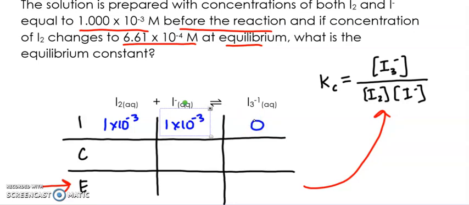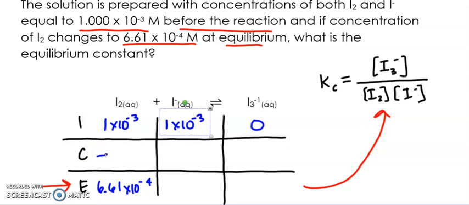The concentration of I2 changes to 6.61 times 10 to the negative fourth at equilibrium. I2 is this first one, and at equilibrium it's 6.61 times 10 to the negative fourth. So we can figure out, what's the change in I2? That change is going to follow the mole ratio. Our initial is going to go down, we're going to have less.